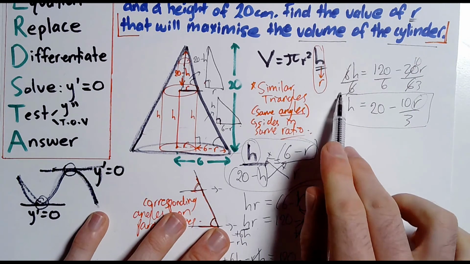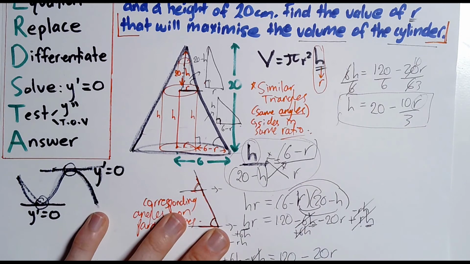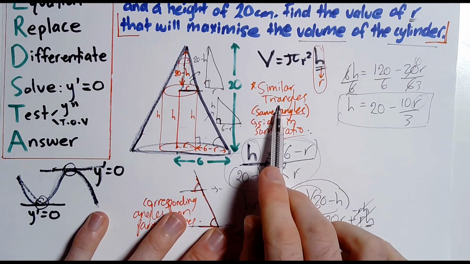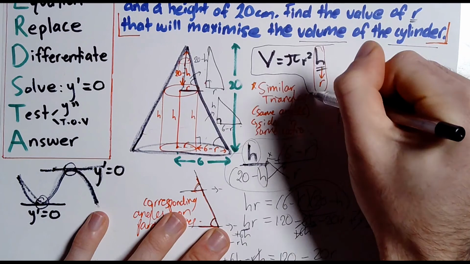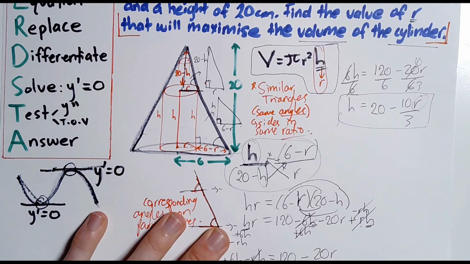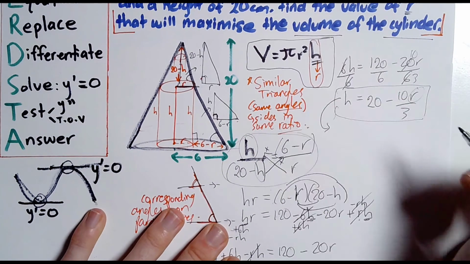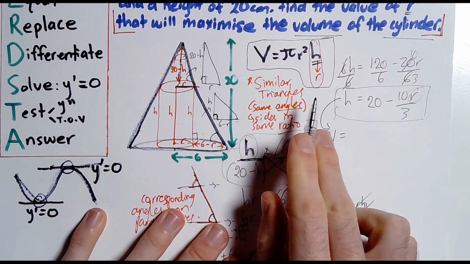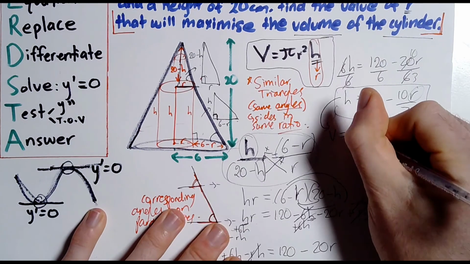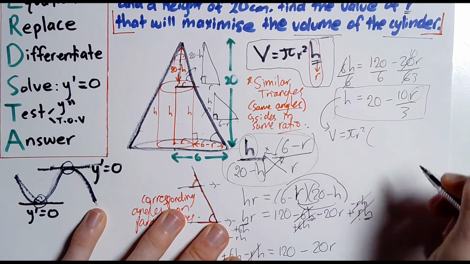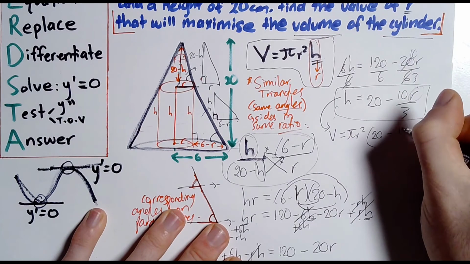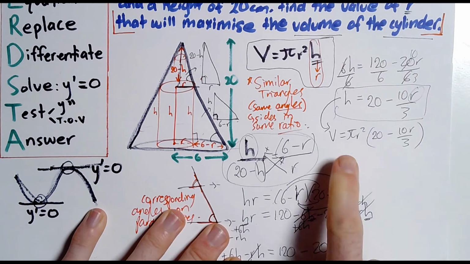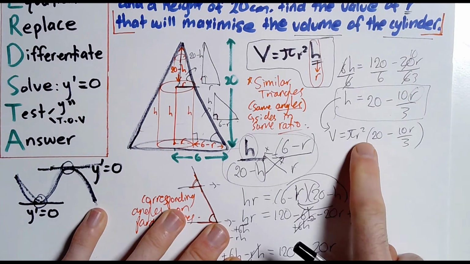And because this is a true statement based on the information in this diagram, because we use similar triangles there, we now can rewrite the volume. That was the hardest part of this question. So we now rewrite this volume not as pi r squared h, but as pi r squared bracket, and wherever the h is, we put in this 20 minus 10r over 3. Now we have volume expressed just in terms of r.